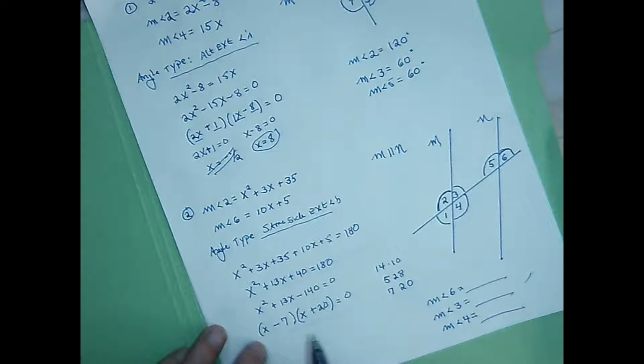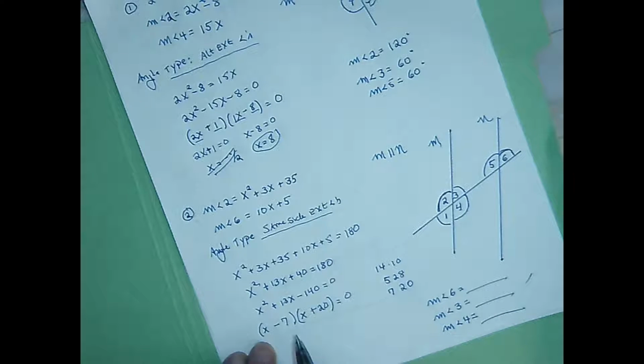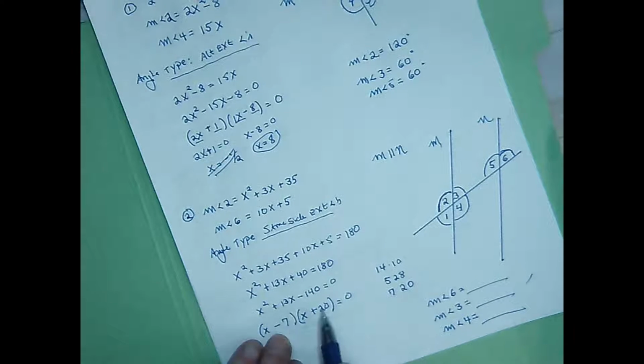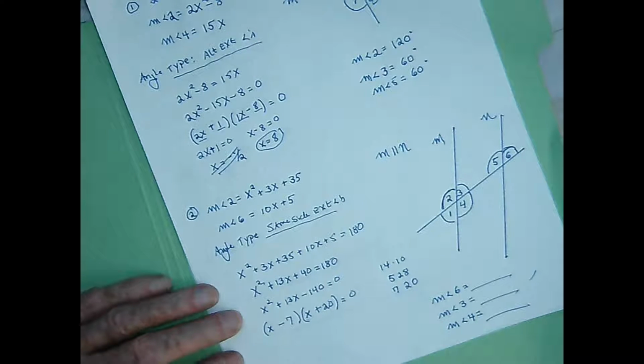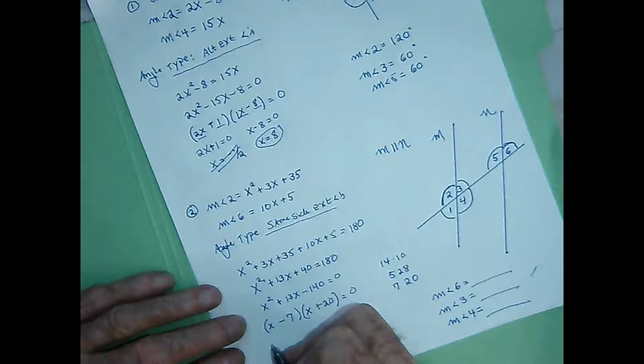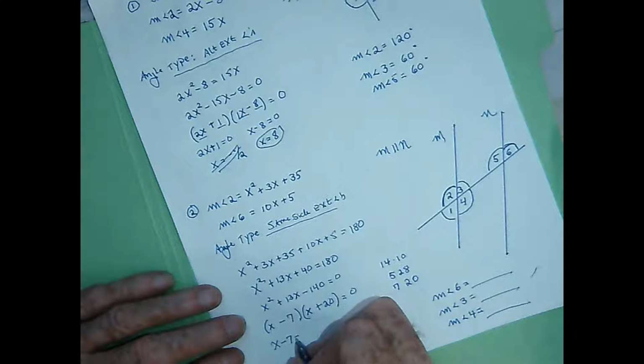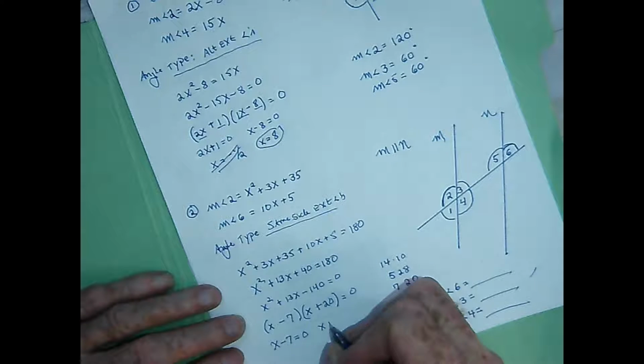And if we check out that multiplication, we've got x squared, which we needed, plus 20x minus 7x, there's the 13x we wanted. Last times last, a negative 140. So this is the proper factorization. Let's set those factors equal to 0. So x minus 7 could equal 0, or perhaps x plus 20 does.